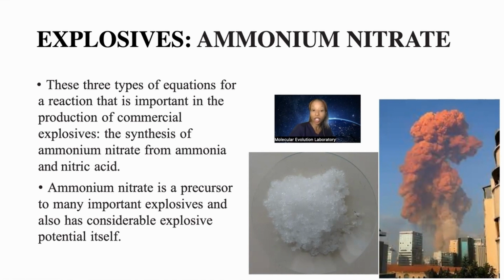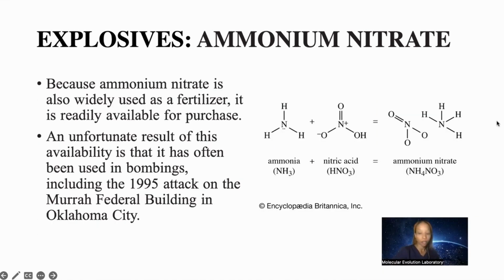Ammonium nitrate is a precursor to many important explosives and also has considerable explosive potential itself. So we looked at chemical reactions in the form of producing electricity. Now we're looking at chemical reactions in the form of producing explosives. Because ammonium nitrate is also widely used as fertilizer, it is readily available for purchase. An unfortunate result of this availability is that it has been used in bombings, including the 1995 attack on the Murrah Federal Building in Oklahoma City.